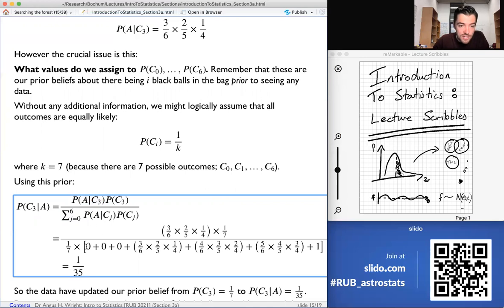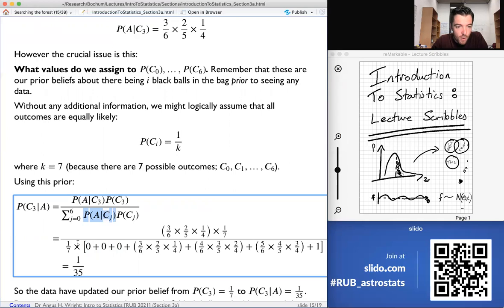Now, obviously, the probability of observing 3 black balls, given that there is 0 in the urn, is 0. Probability of observing 3 black balls, given that there is 1 in the urn, is 0. Probability of observing 3 black balls, given that there is 2 in the urn, 0. So the first three terms in this summation are all zero because the probability of observing the data given the model has to be zero.